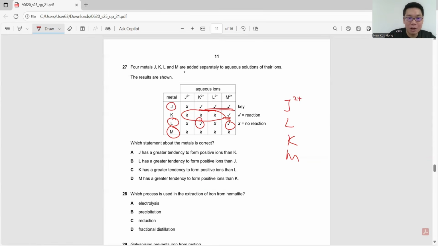So from here we can confirm J has the greater tendency to form positive ions than K and others. J is the highest. L has lesser tendency compared to J. K has lesser tendency than L. M has lesser tendency than K also. M is lesser than anyone. So the answer is just A.